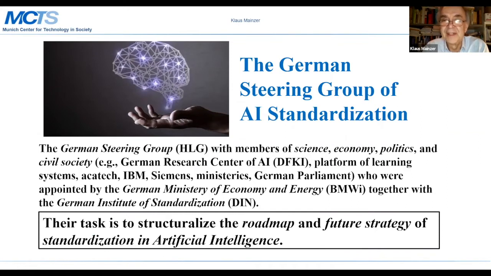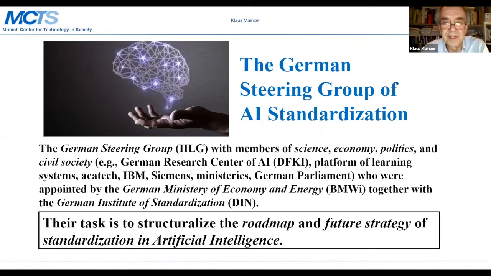as announced in the beginning, the German steering group of AI standardization comes in. The German steering group is a high-level group with members of science, economy, politics, industry, and civil society, for example, the German Research Center of AI, the DFKI, the Platform Learning Systems, acatech, the abbreviation for our National Academy of Science and Technology, companies such as IBM, Siemens, federal ministries, or representatives of the German parliament representing society.